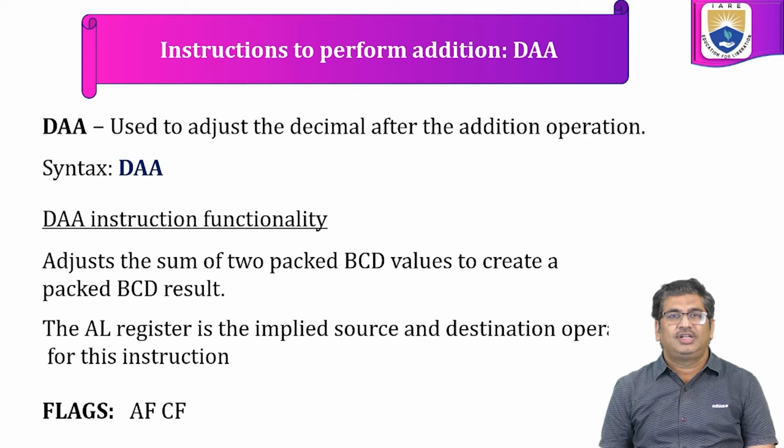The DAA instruction is to adjust the decimal after the addition operation. The syntax of the instruction is DAA. It is a zero operand instruction. The DAA instruction adjusts the sum of two packed BCD numbers to create a valid packed BCD number. So if you have any invalid BCD numbers, they will be converted into valid BCD numbers. The AL register is the implied source and destination operand for this instruction. The flags affected after executing the DAA instruction are the auxiliary flag and the carry flag.